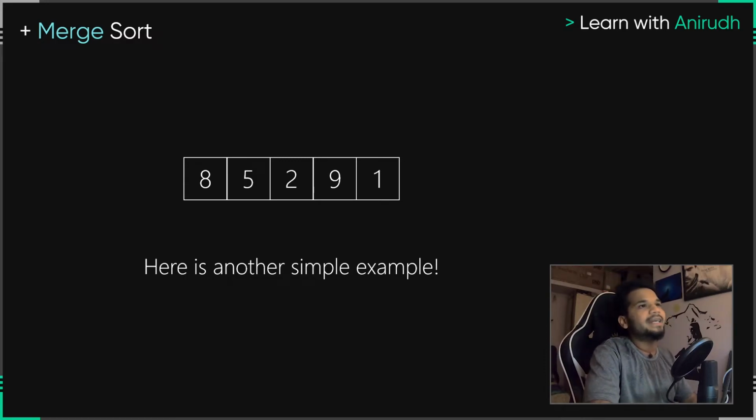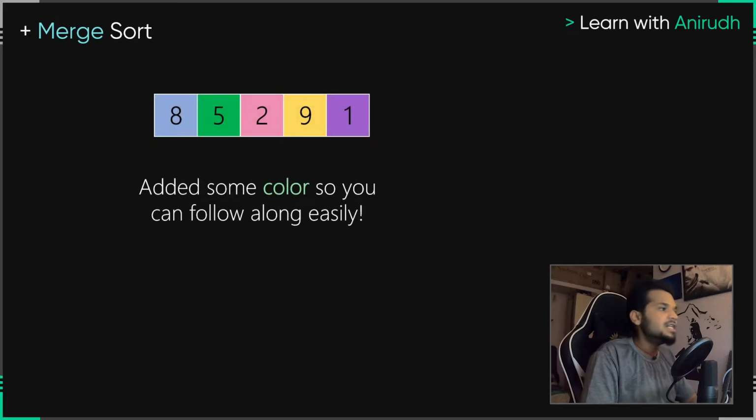This time we'll not look at it algorithmically. We're going to look at it in a practical, simple approach of how you would do merge sort mentally in your head. Okay. So here I've added some colors so that you can have a better idea of following along with each number. We have 5 elements in the array. 8, 5, 2, 9, 1 are the elements.